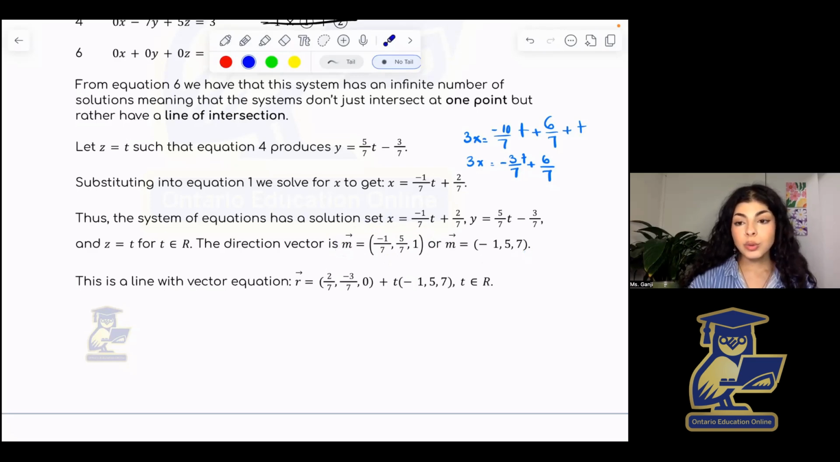Now, you can't do this with the point because the point is just a point. It's not a vector, so you can't just do the scalar multiple.